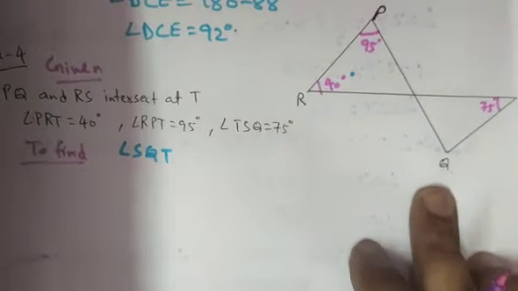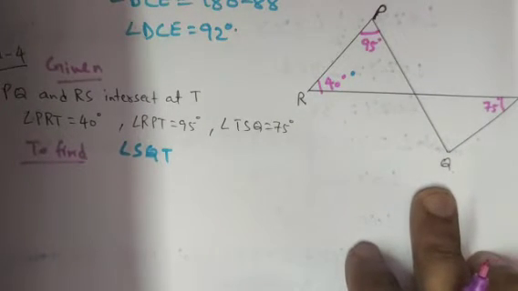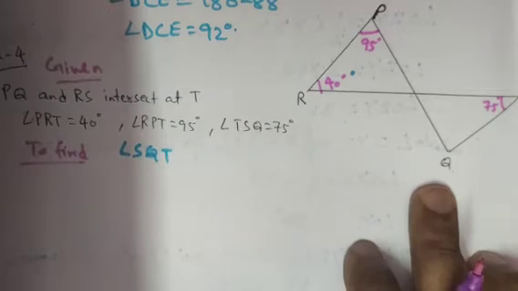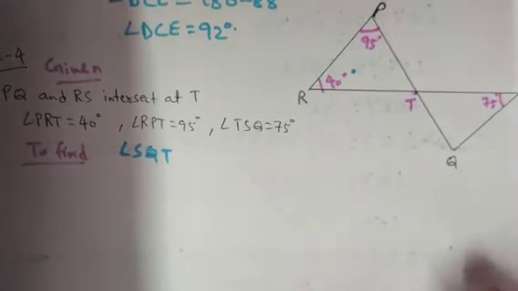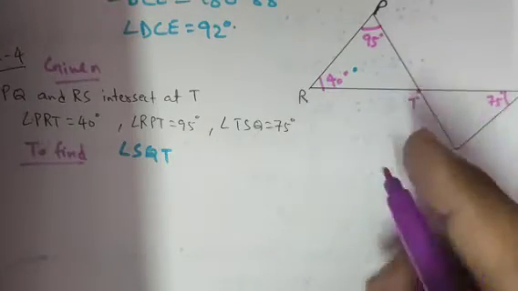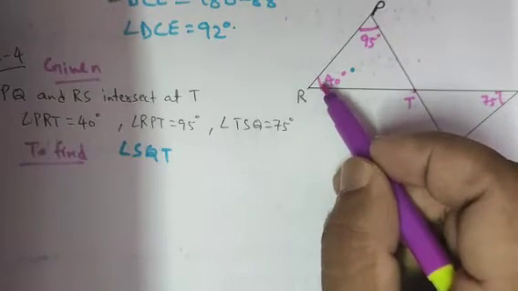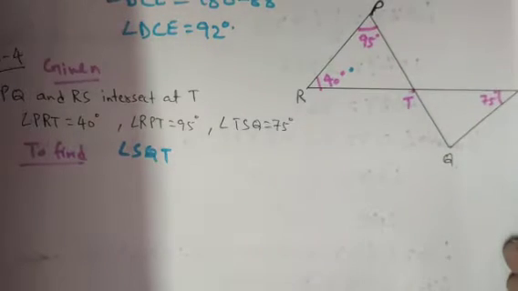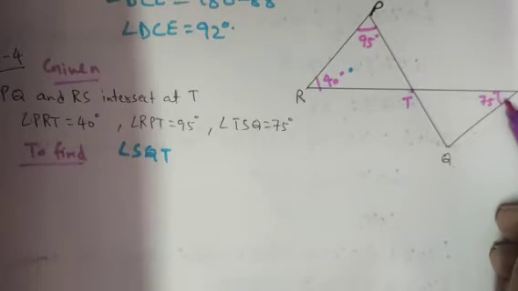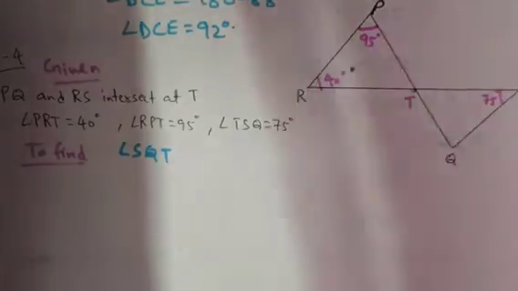Question number 4. We are given that PQ and RS are two lines which are intersecting at point T. This is point T. Such that angle PRT is 40 degrees, angle RPT is 95 degrees, and angle TSQ is 75 degrees. We need to calculate the angle SQT.